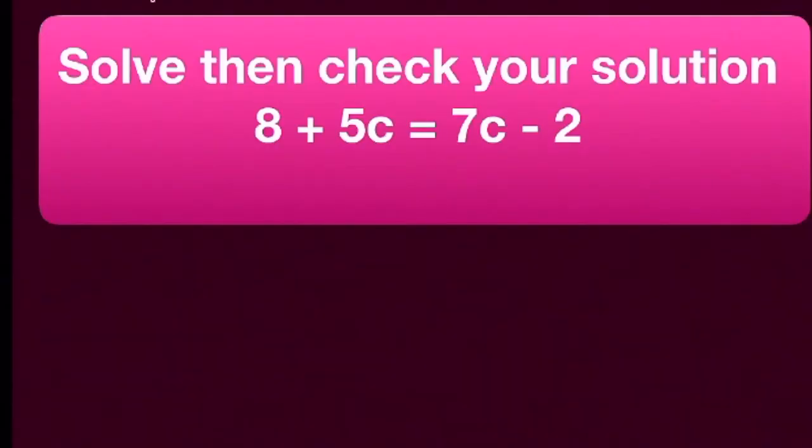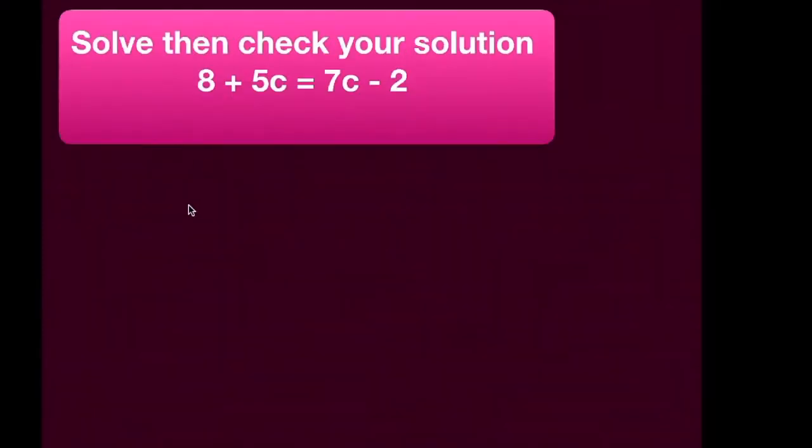The first example: solve, then check your solution. This is the equation: 8 plus 5c equals 7c minus 2. As you can see, we have the unknown c on each side. On the first side, on the second side. Now, we proceed in solving this equation. This is the original equation.